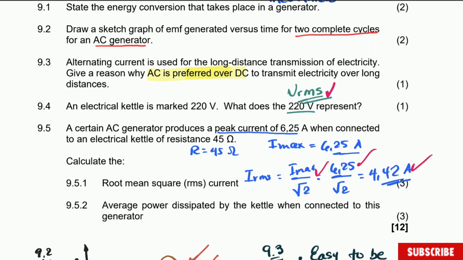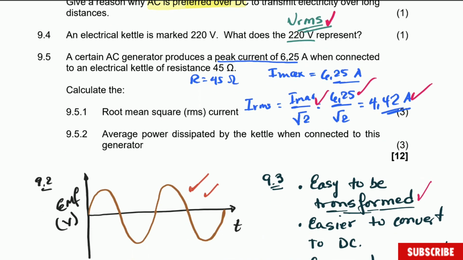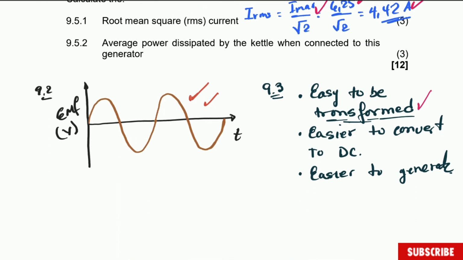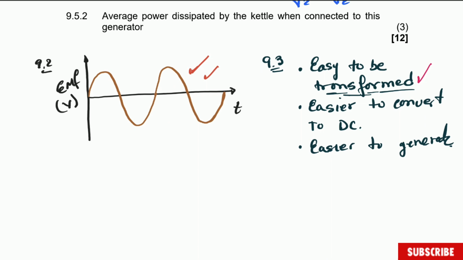And then it's only the final one, the power dissipated by the kettle when connected to this generator. And it is also quite simple. Once more, as usual, right with the data you have, you will have enough time if you do this. So this one is question 9.5.2.